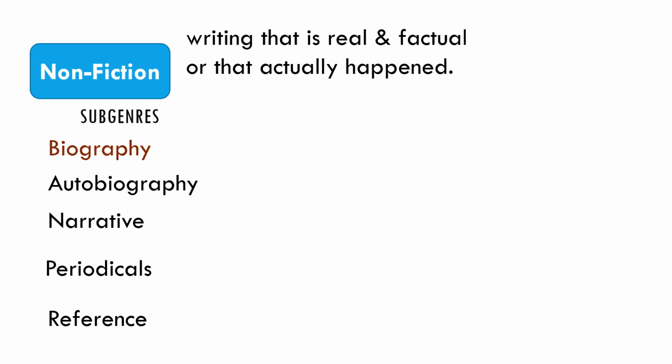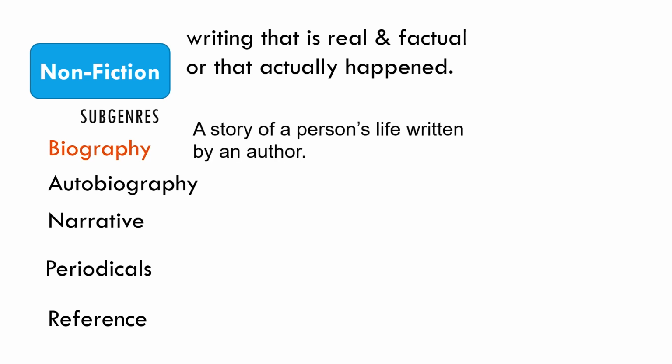The first is biography. Biography is a story of a person's life written by an author or a biographer. We have here an example entitled Robin. This is a life story of Robin Williams, a comedian and Hollywood actor, and the writer or author of this book is Dave.